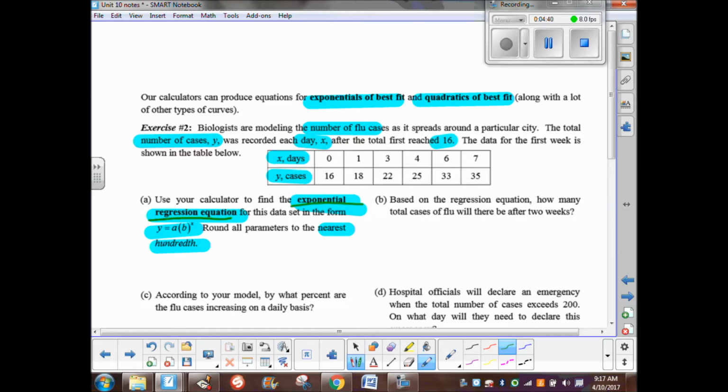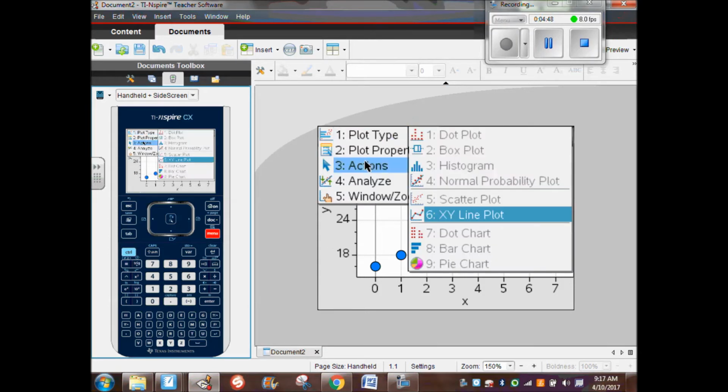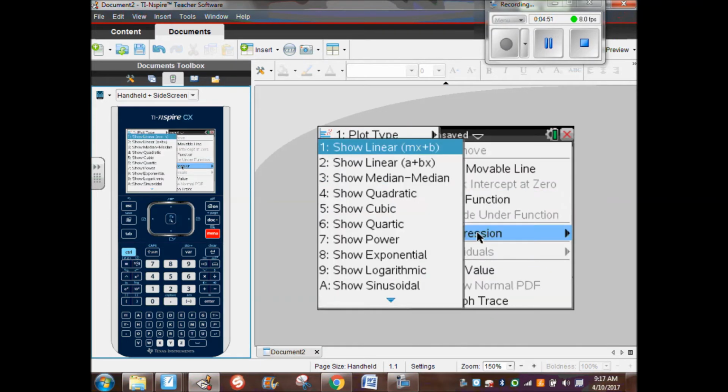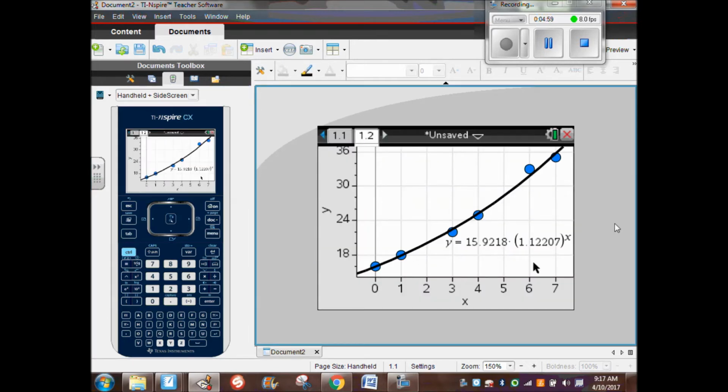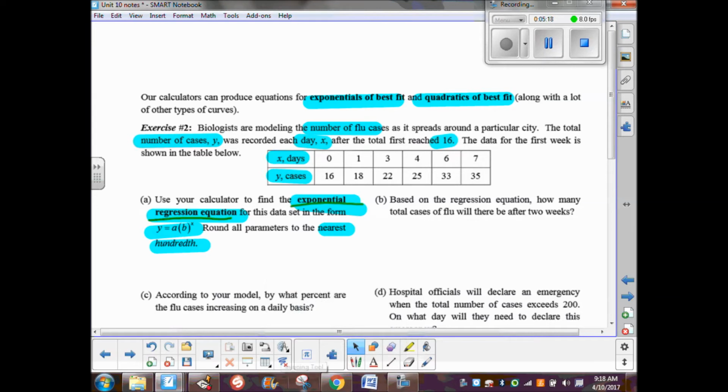So once we have this, then we're going to go to menu, analyze, regression, but now I want to pick number 8, exponential. Because it's exponential, and then it is drawn in our line or our curve of best fit, and it has given us the equation, and they want us to round those parameters to the nearest hundredth. So the y-intercept in that growth, they want it to the nearest hundredth.